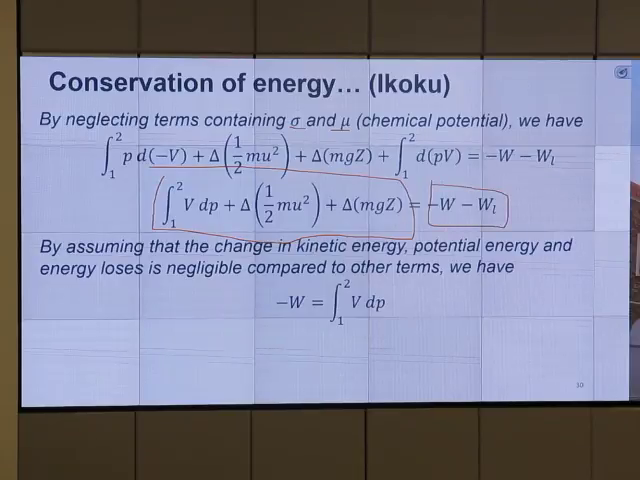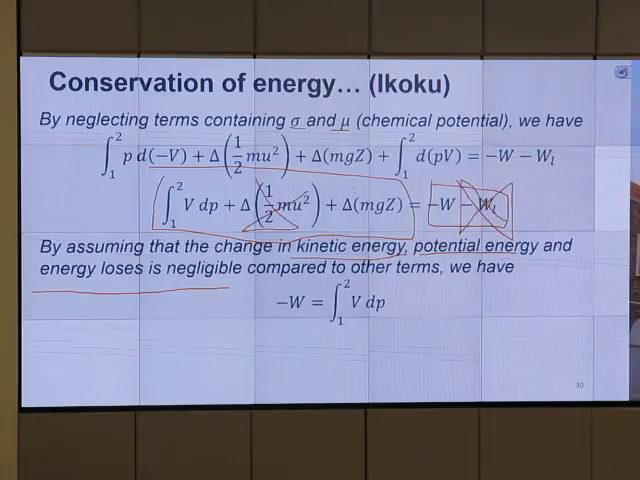Next, we assume again that the change in kinetic energy and potential energy and the energy loss is negligible, so we don't worry about energy loss and we don't worry about any of that. Then we have this. Minus W equals integration from 1 to 2 of VdP. 1 to 2 is from suction to discharge, or stage 1 to stage 2. So that is minus W. W is the work done by the system, minus W is the work done on the system.